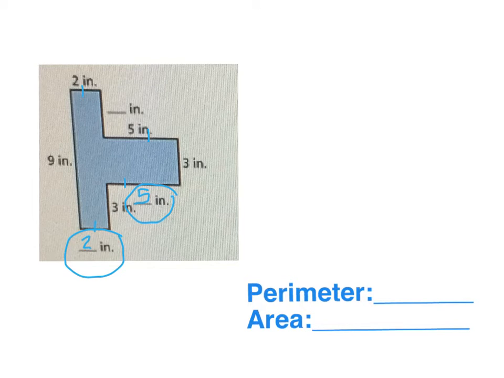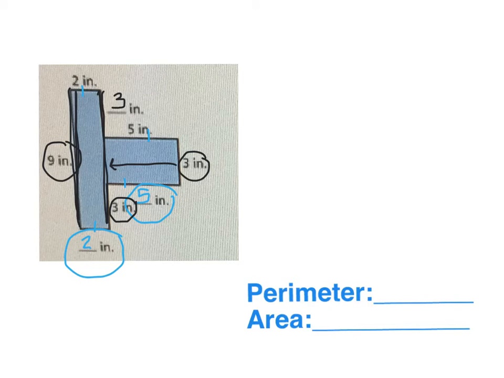The last blank holds a little bit of a challenge. Remember, this side of my figure is a total of 9 inches. Because of that, I know that this side also has to be 9 inches. I have 3 and 3 of those inches already present. 3 plus 3 is 6. What do I need to get to the total of 9? I need 3 more inches.